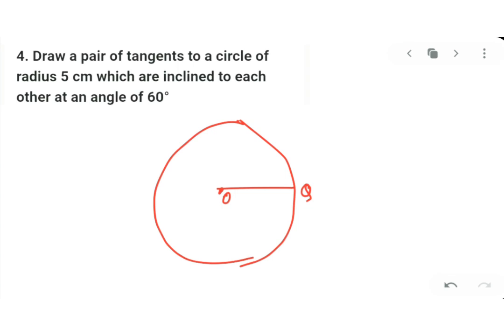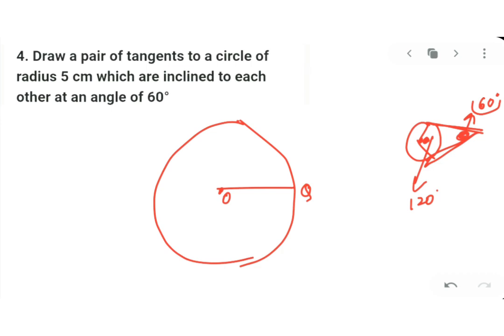Now, it is given that the tangents are inclined to each other at an angle of 60 degree. That is, if I'm making a rough structure, these are the tangents going outside, then this angle is 60 degree. And do you know that the angle between the two tangents, where the two tangents meet, is supplementary to the central angle. So if this is 60, then you get the central angle as 120. Got my point clear? So from here I have joined OQ.